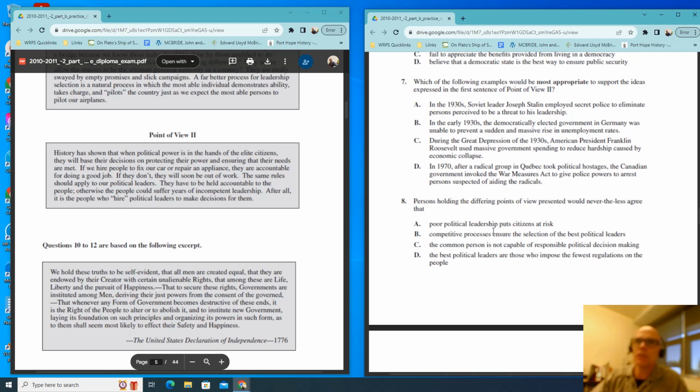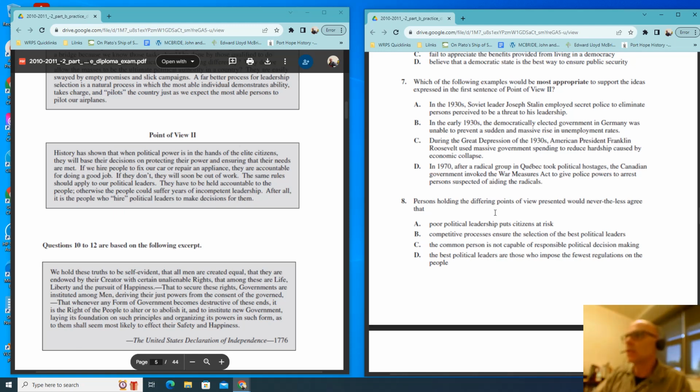It said competition leads to us being swayed by empty promises. Can't be that. The common person is not capable. Well, the first one said that, but the second one is arguing against authoritarian states and says, after all, it is the people who hire political leaders that have to make the decisions and hold the government accountable. So the second one wants accountability, wants democracy. The first one doesn't. So it can't be that one.